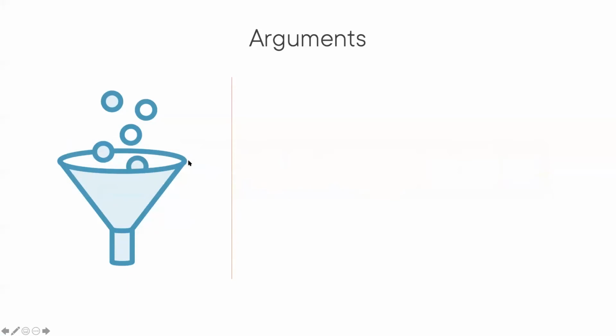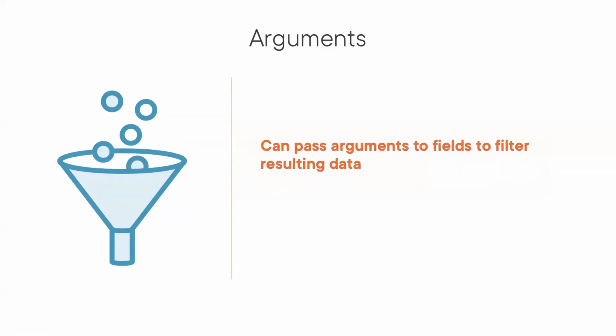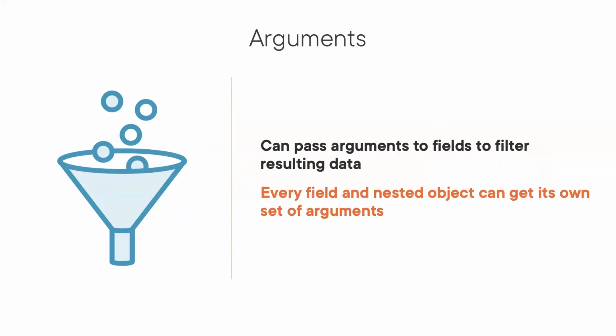Our query right now was a fixed query. We queried for specific fields, and we got the JSON response back, and we displayed them. There are more things you can do with a GraphQL query. For instance, you can pass arguments to your queries. A reason why you may need an argument could be to filter out the resulting data. And every field and nested object can get its own arguments in GraphQL queries.